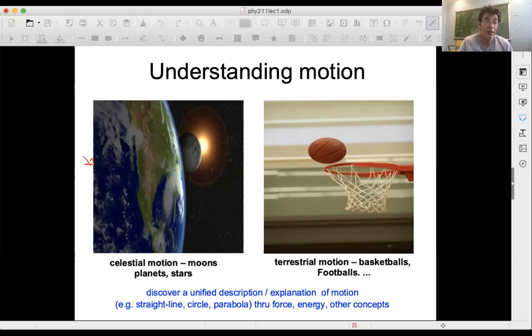So one goal is to get a unified description and a unified understanding of all those types of motion. You'll see that those different types of motion involve, for example, straight line motion, motion in a circle, motion in a curve that we call a parabola. And we'll be able to describe all those types of motion. We're going to be describing them through some physical concepts. A famous one is force. Another important one is energy. But there are other concepts too, and they allow us to get a detailed, quantitative description of motion. So that's really one big goal for the course.